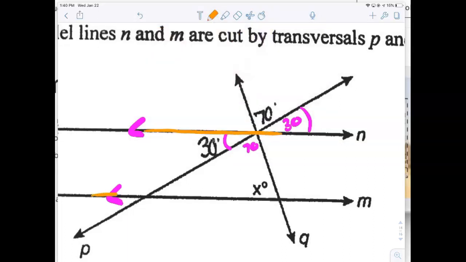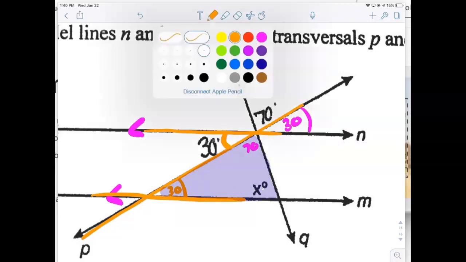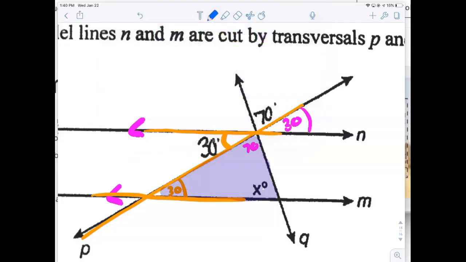You have 2 parallel lines cut by a transversal, so this and this are alternate interior, so that would be 30. So one way to do this is look at this triangle here, and you know that triangles add up to 180 degrees inside. And inside that triangle so far, we have 30 and 70, so that has to be 80, so it adds up to 180.